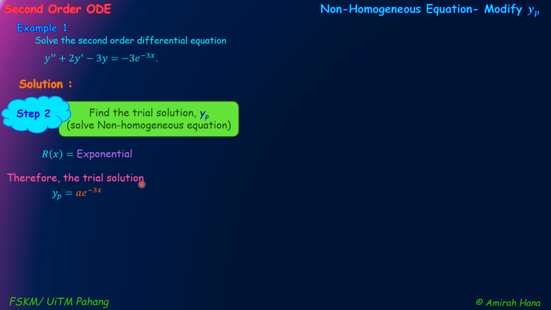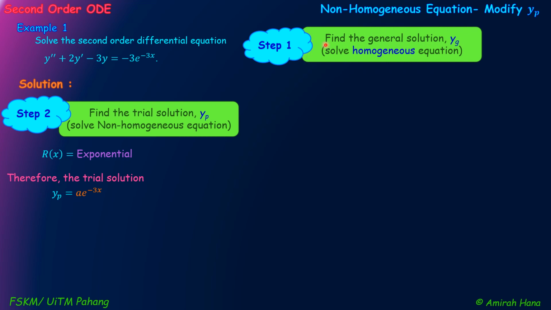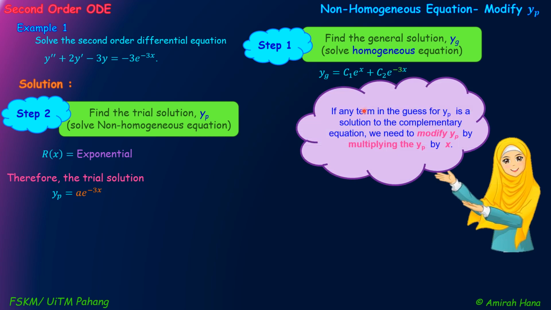Alright, now, how to modify yp? We recall back in the previous slide under step 1. After we find the general solution yg, we got yg equals c1e to the power of x plus c2e to the power of negative 3x. Okay? And if any term in the guess for yp is a solution to the complementary equation, we need to modify yp by multiplying yp by x. Okay. Now we look at this.